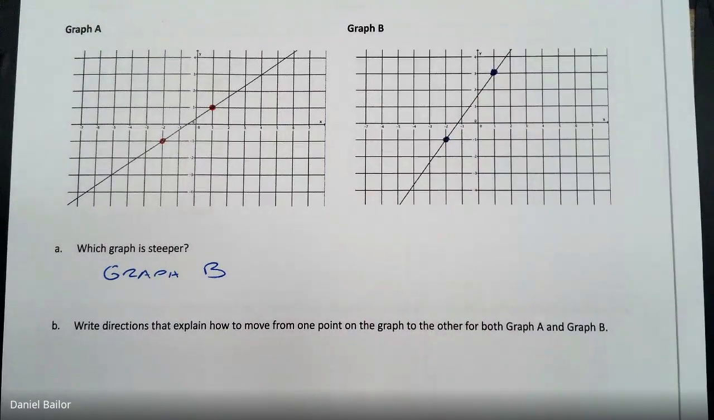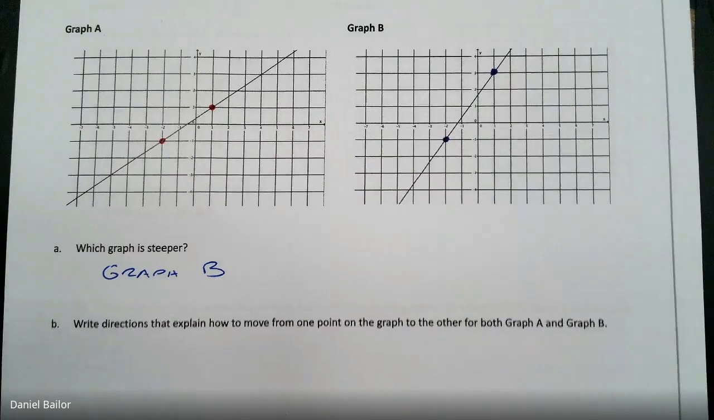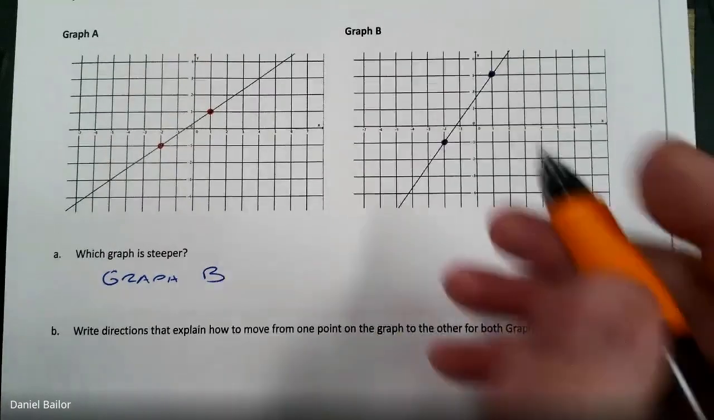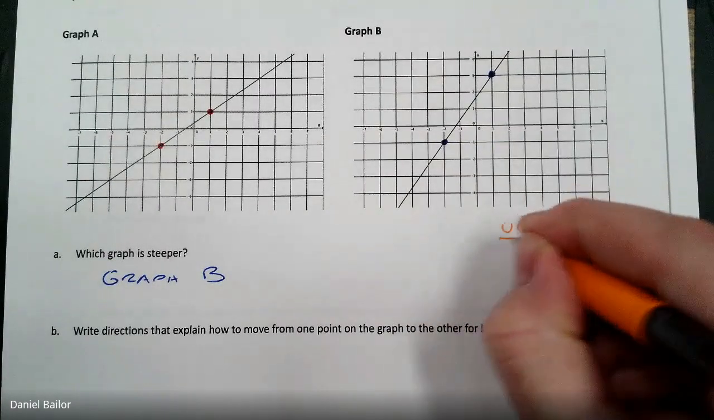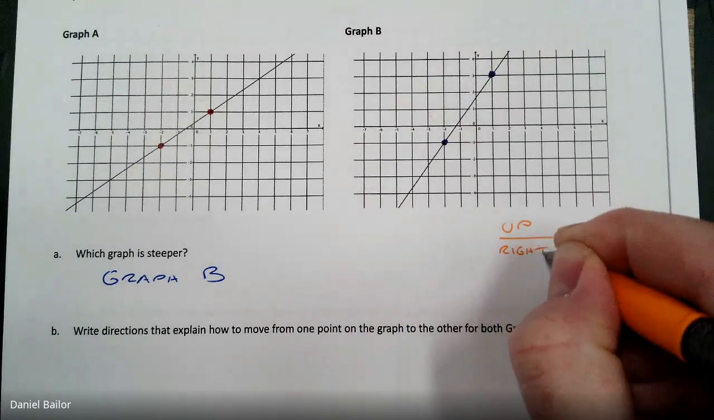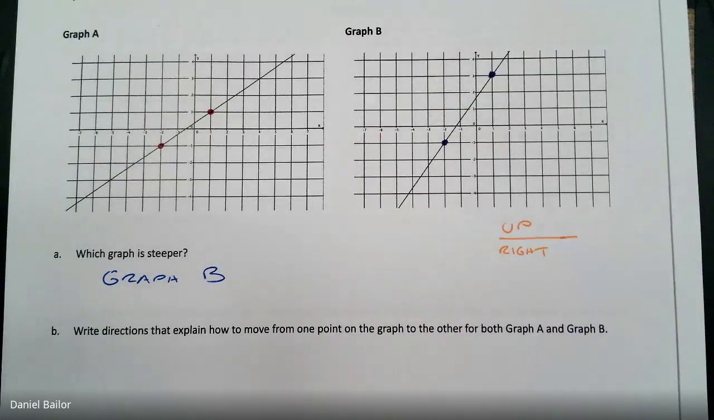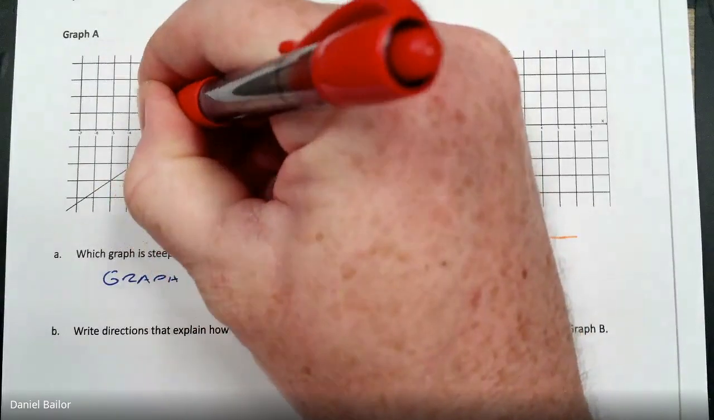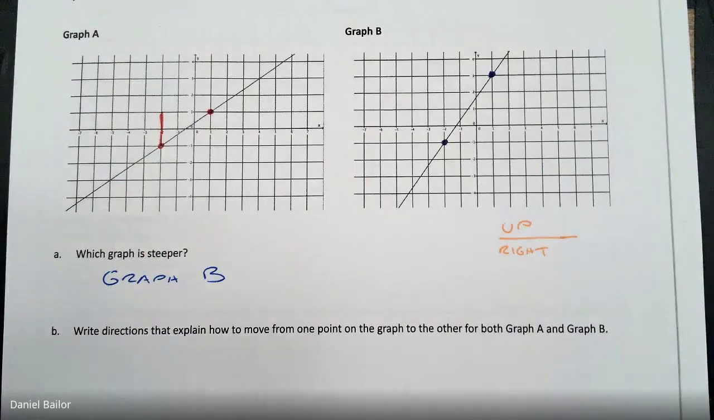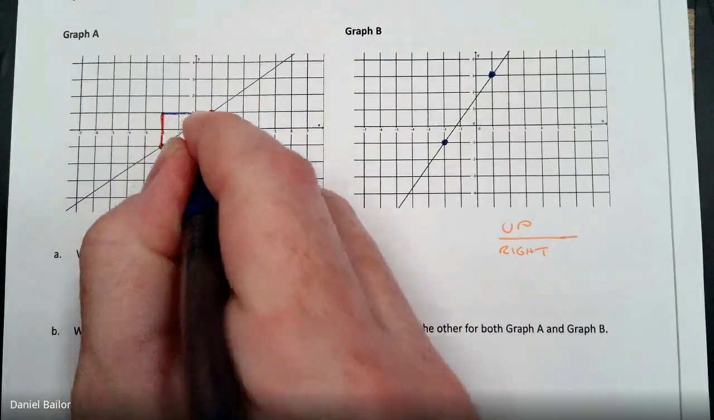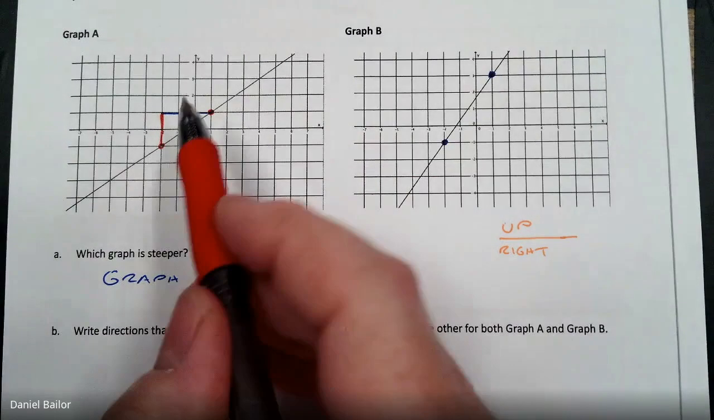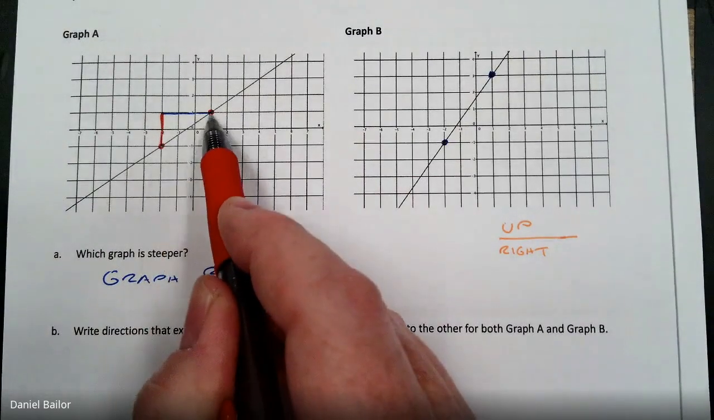Now, remember I told you slope is up divided by right. So let's do that. Let's think about that. So for graph A, we do up divided by right. So if we start at this point, we want to go here.